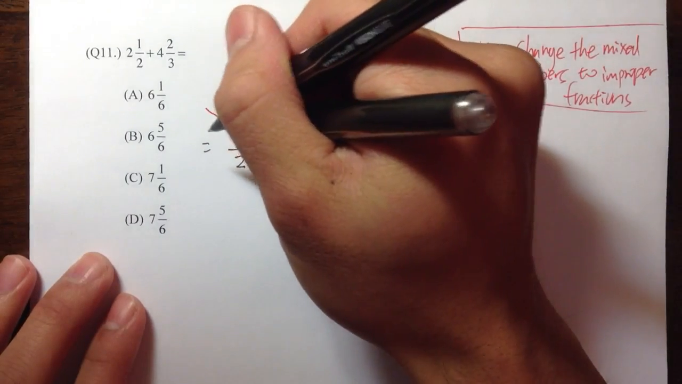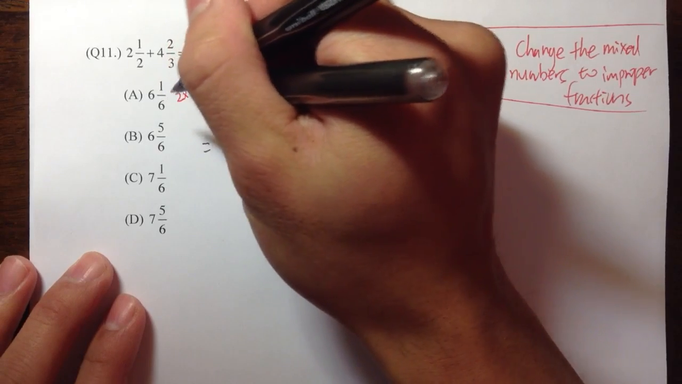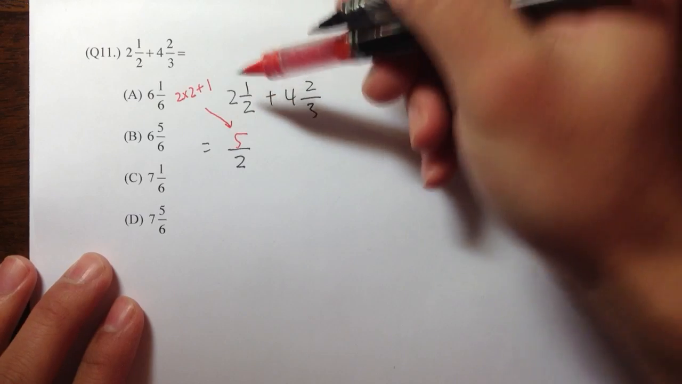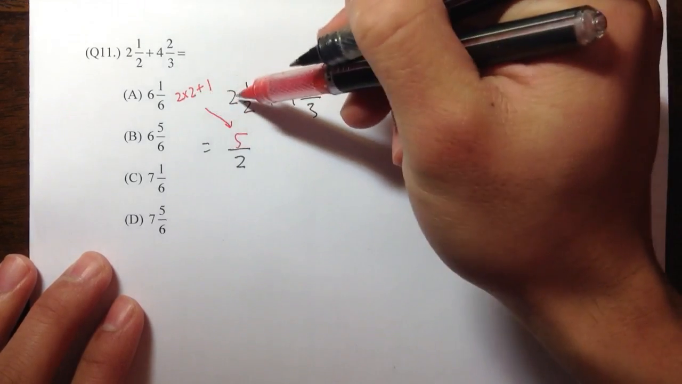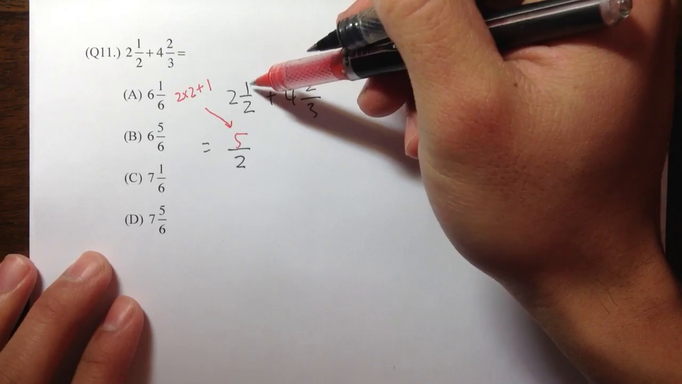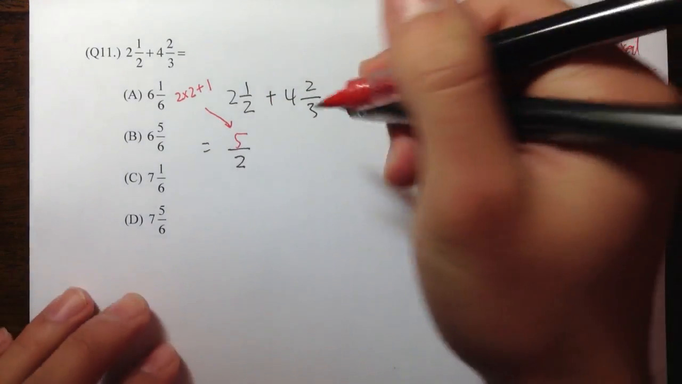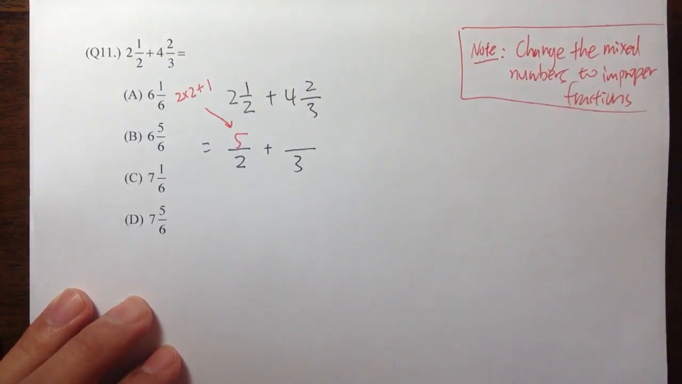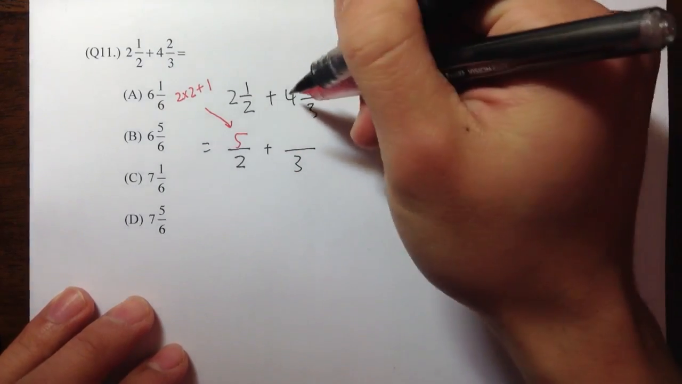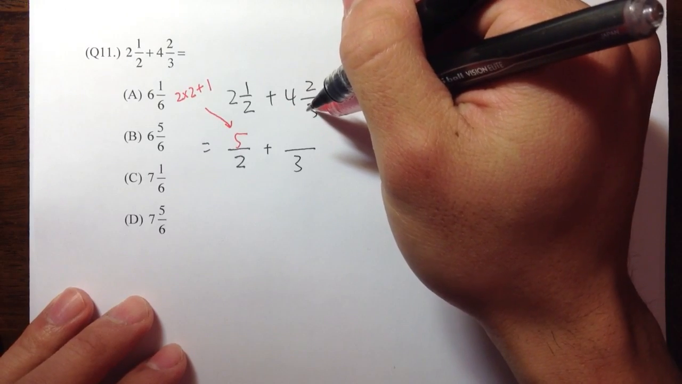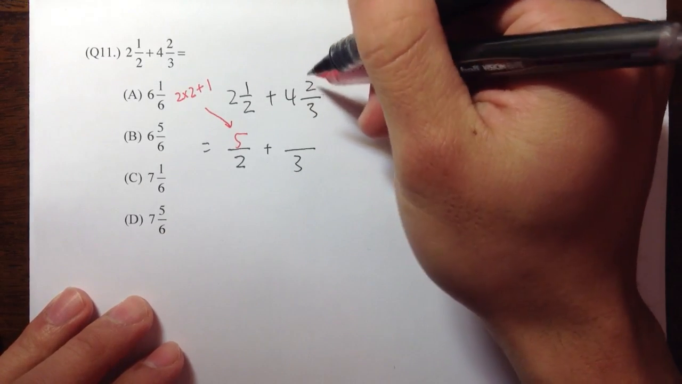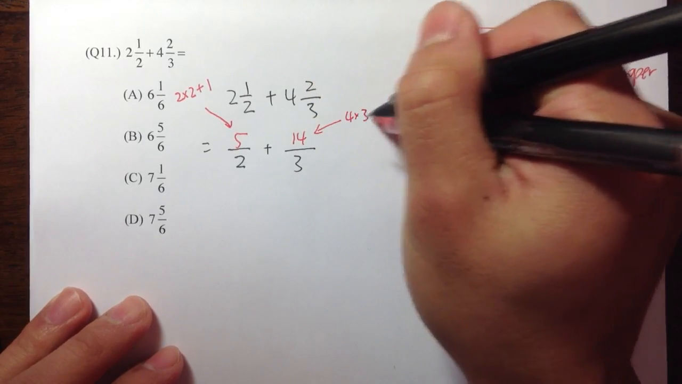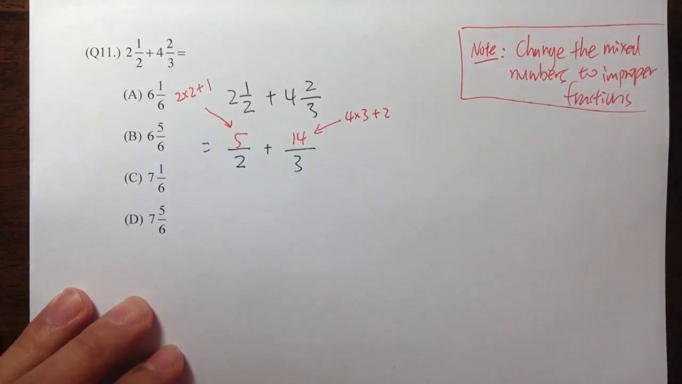So again, let me make a note right here. We got a 5 because we did 2 times 2 and then plus 1. The whole number 2 times the denominator and then plus the numerator. 2 times 2, which is 4, plus 1 is 5. And we will do the same for the second mixed number. The denominator stays the same, so let me write that down first. And then I'm going to multiply 4 times 3, which is 12. 12 plus 2 is 14. So 4 times 3 plus 2, that's how we get 14.